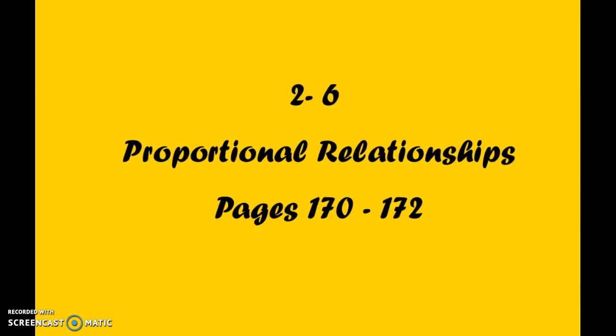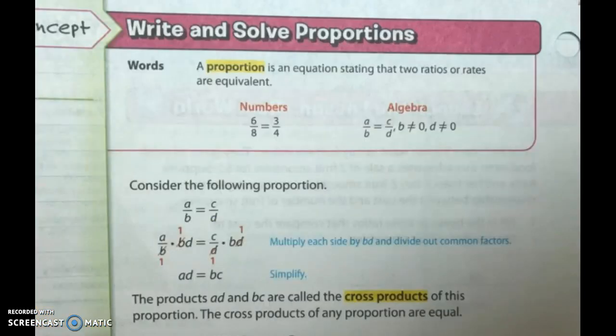Okay, this is lesson 6 for unit 2, proportional relationships. We're on pages 170 to 172 in your workbooks. All right, so a proportion is just an equation that states that two ratios or rates are equivalent.